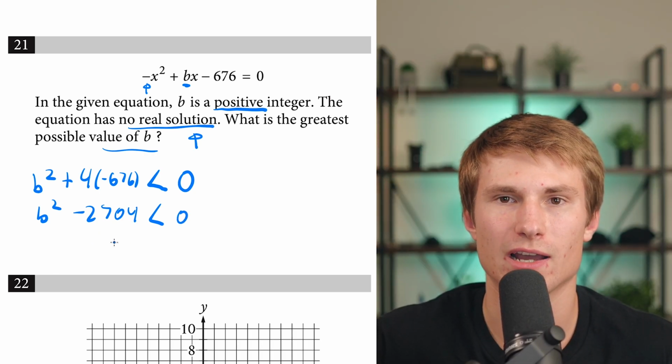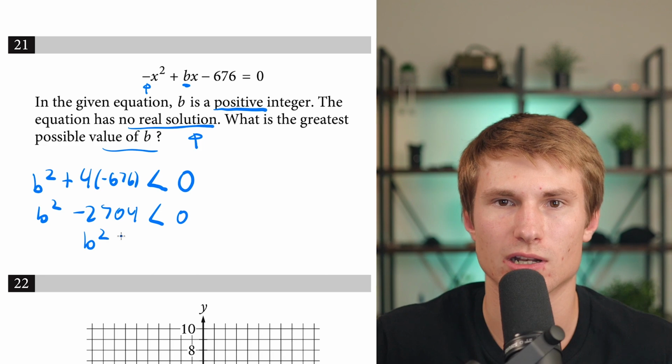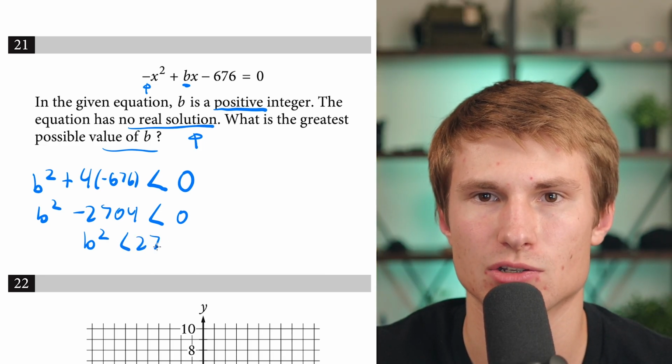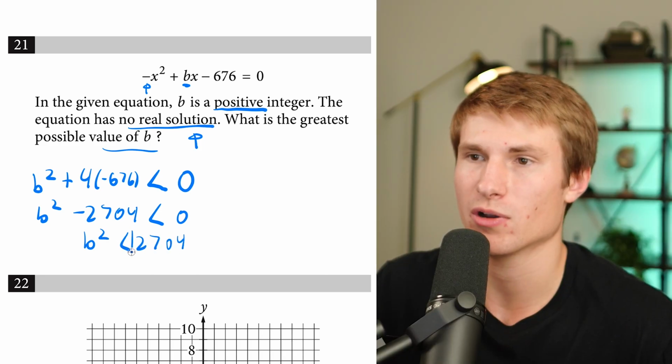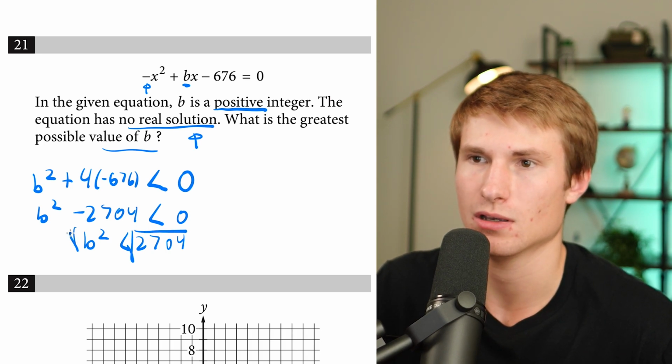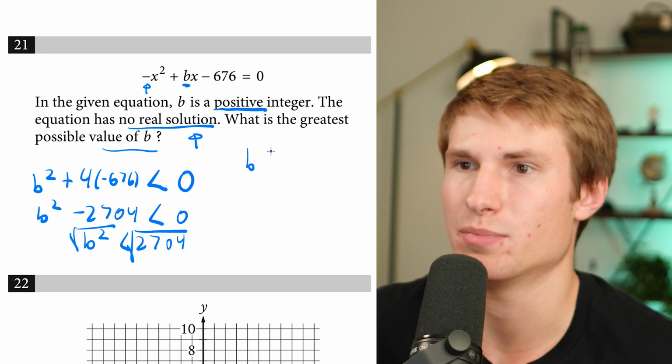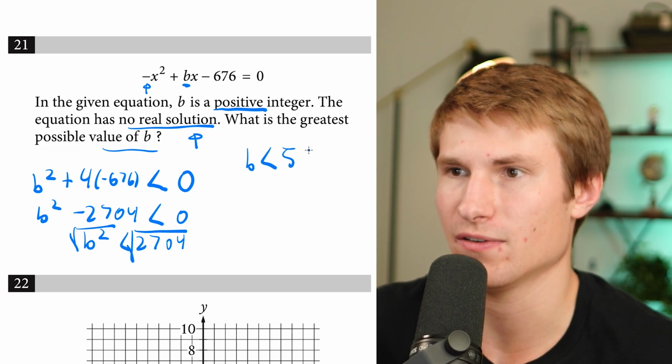So from here, I'll go ahead and add 2,704 to both sides, and I'll end up with b squared must be less than 2,704. At this point, we take the square root of both sides to isolate b. So once we do that, we're going to be left with b must be less than 52.